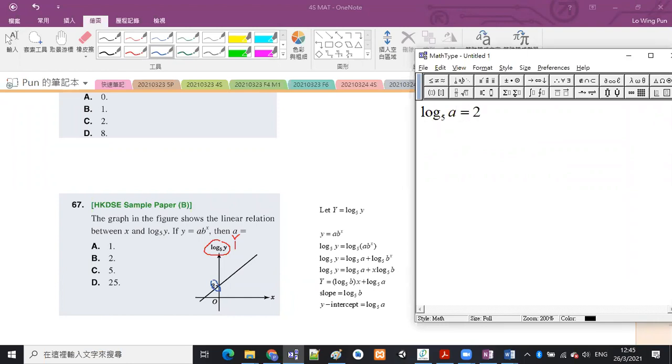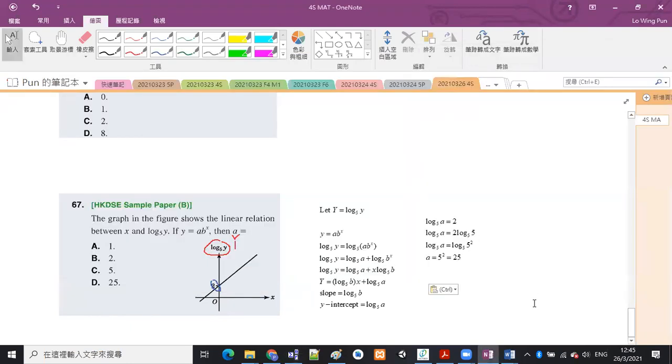Okay? And the question asks us to find the value of a, right? Find the value of a. So we need to save the a from the log. And we need to change the 2 to be 2 times 1. And it becomes log 5 base 5. Okay? And then move the 2 to the index of the 5 inside the log. And then we can cancel out the log. And it should be 5 squared. That should be 25. Okay? And that is how we can find the value of a. And that is the answer.